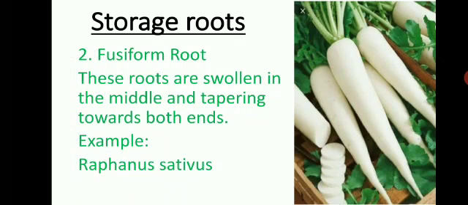Next one is fusiform root. Here in the fusiform root, some portion alone is swollen, especially the middle portion. That middle portion alone is swollen, and both the edges are tapering. Then only it comes under the category of fusiform root. For example, the binomial name of the radish is Raphanus sativus, it comes under the fusiform root.